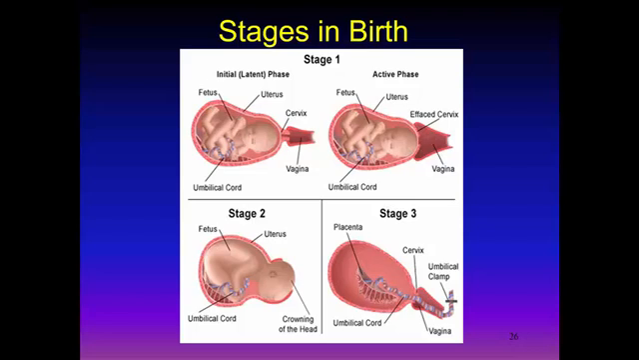The second stage, or expulsion, may last from a few minutes to 2 hours, and in this stage the contractions slow a little and the baby begins its journey to the outside. Notice the head is facing down, and then as it comes out, the head turns slightly to the right to allow the shoulders to come out.